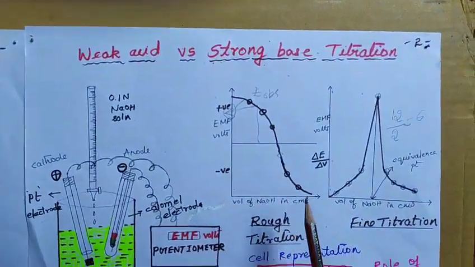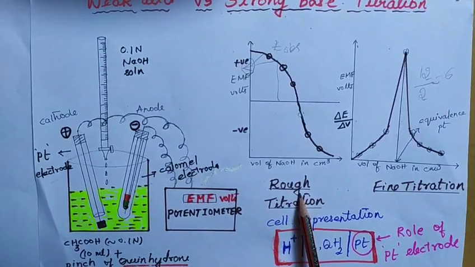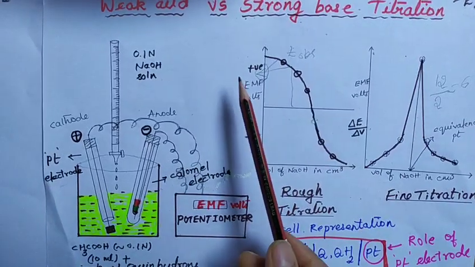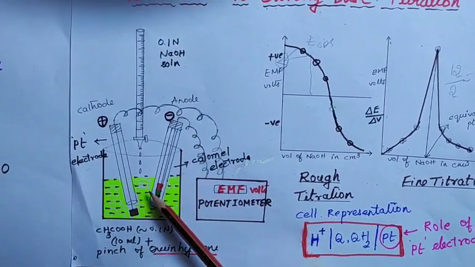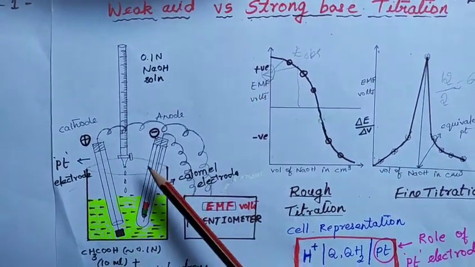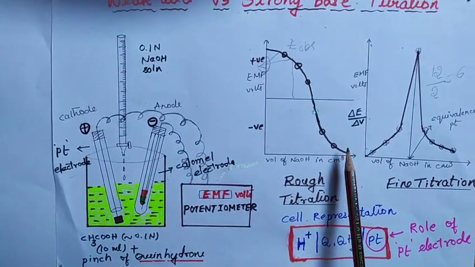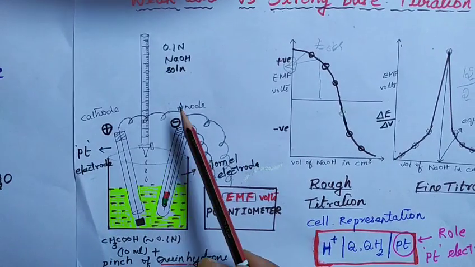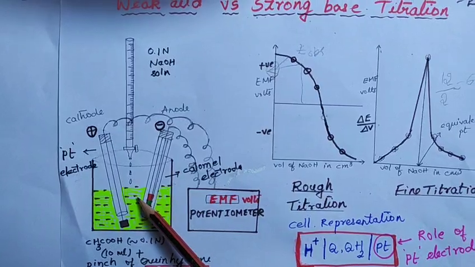As I told previously, the potentiometric titration is carried out in two steps. The first step is rough titration and the second step is fine titration. We add sodium hydroxide to the acid in equal amounts and measure the EMF. Initially the EMF is positive, it keeps on decreasing and it comes to a negative value also, because as we titrate with sodium hydroxide, there is a decrease in the concentration of H plus ions.